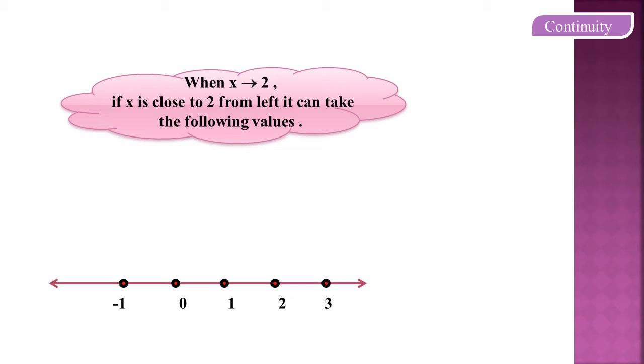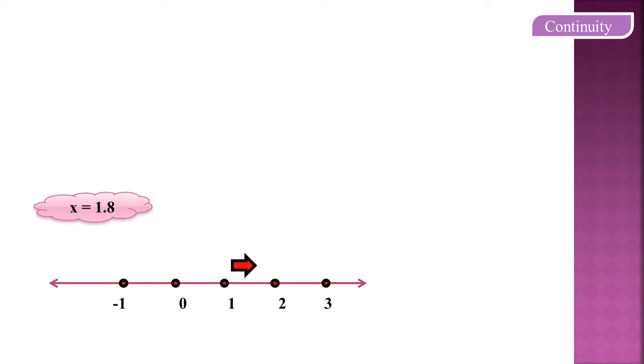If x is approaching 2 from the left hand, in the left hand we have 1, but it is not much closer because we have one more closer value, say 1.5. Like this we have one more closest value, 1.8. Similarly 1.9, 1.99. So if x is approaching 2 from the left hand, then closest points are 1.8, 1.9, 1.99 and so on. Similarly, x is approaching 2 from the right hand also.